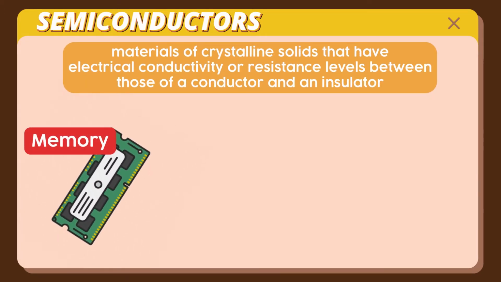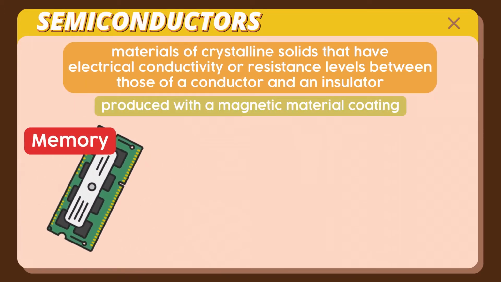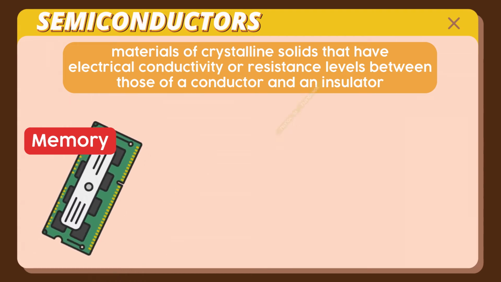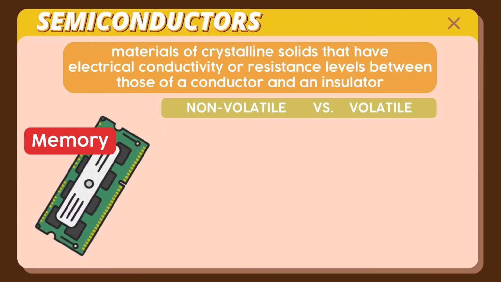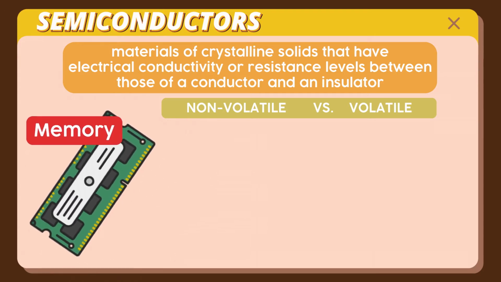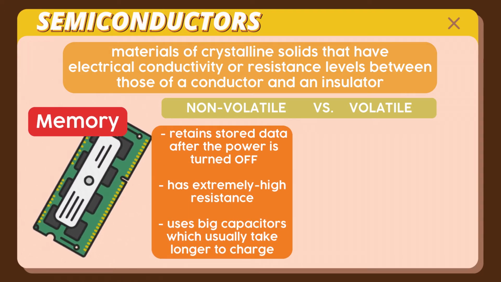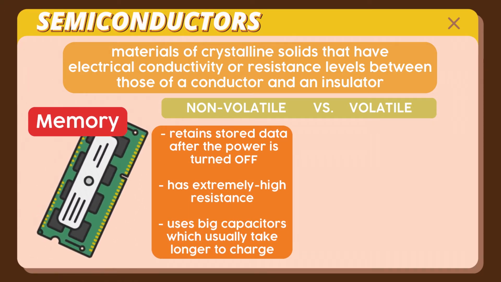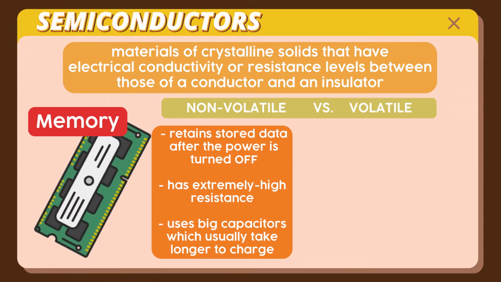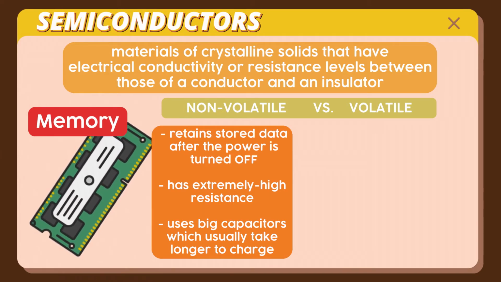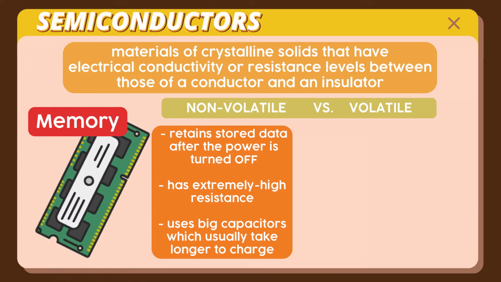Lastly is the memory devices of a laptop that is produced by being coated with a magnetic material. Memory devices can be non-volatile or volatile, and here are its differences. Non-volatile memory devices retain stored data after the power is turned off. It is separated by a large barrier or extremely high resistance. It uses big capacitors, which usually take longer to charge, and it has low speed operation and poor endurance.